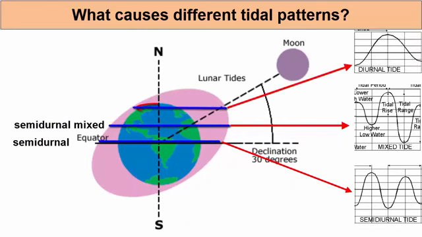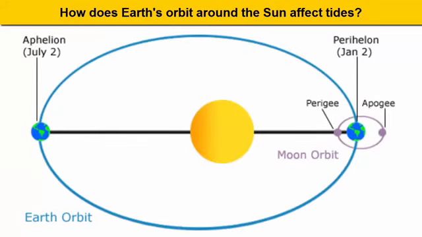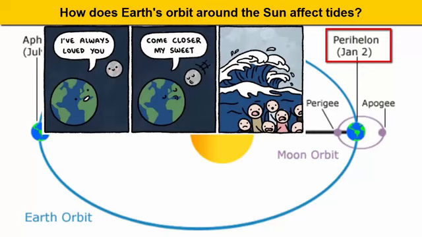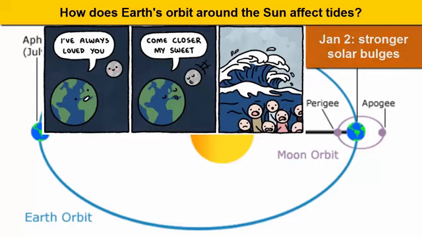At the poles, we miss one bulge entirely, so we rotate through only one bulge per lunar day and experience a diurnal pattern. How does Earth's orbit around the Sun affect the tides? Because the Earth's orbit around the Sun is actually an ellipse, in January the Earth is a little closer to the Sun than the rest of the year. Remember this cartoon? Imagine it's the Sun that's coming closer. What do we get? Greater force differential, so bigger solar bulges.